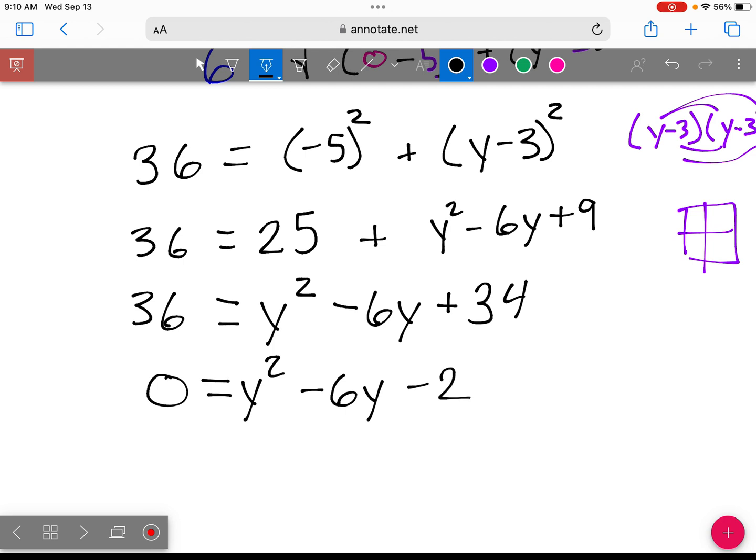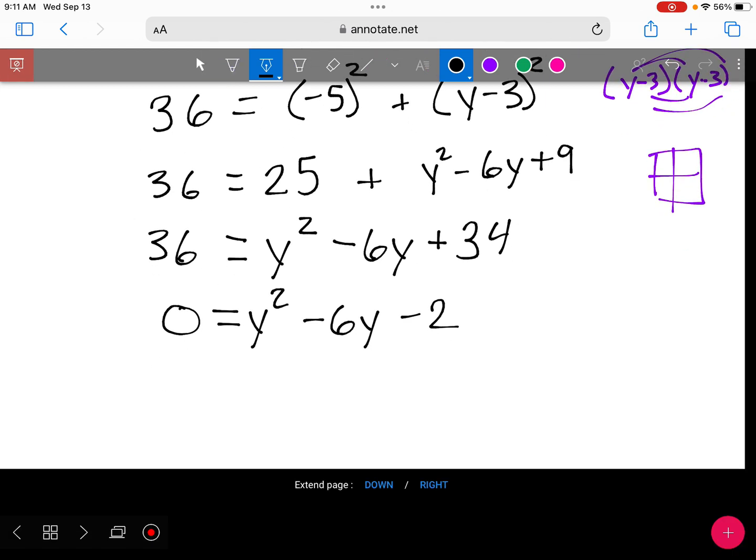Can we factor it? Really? It's y squared though. No, we can't. This will not X and box. Quadratic formula. There's nothing that multiplies to be negative 2 and adds to be negative 6.